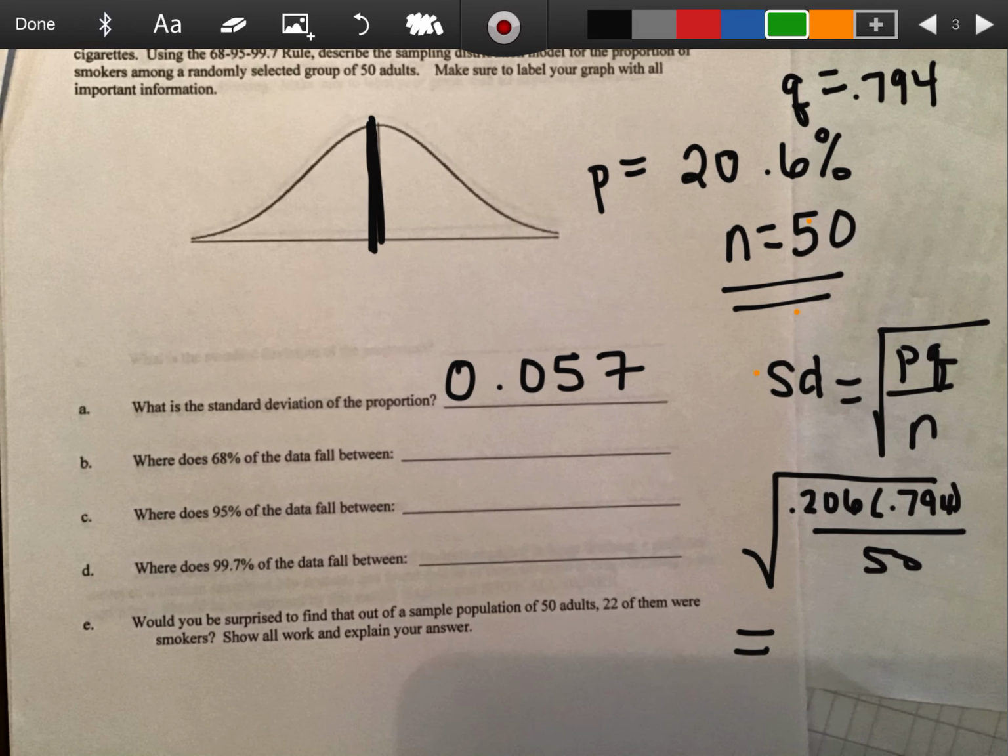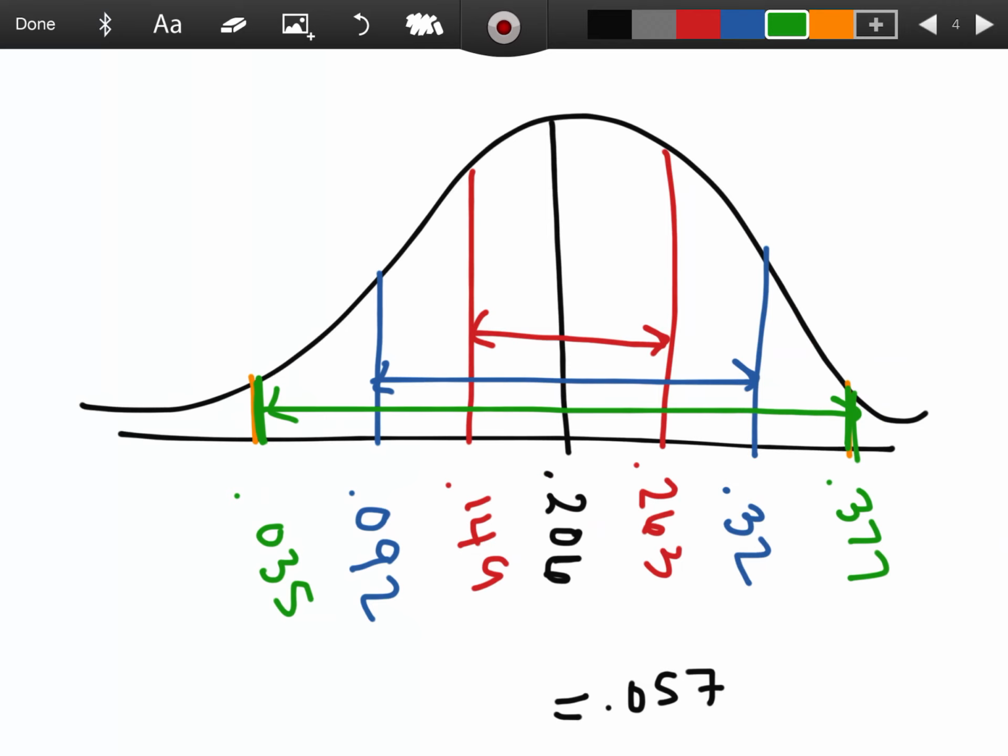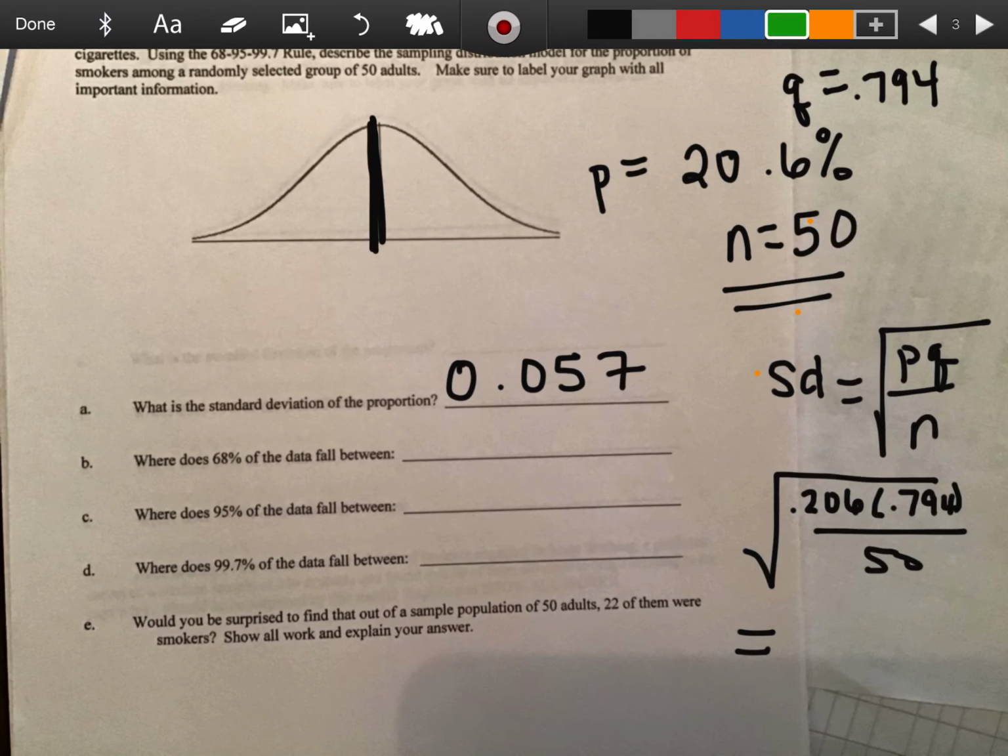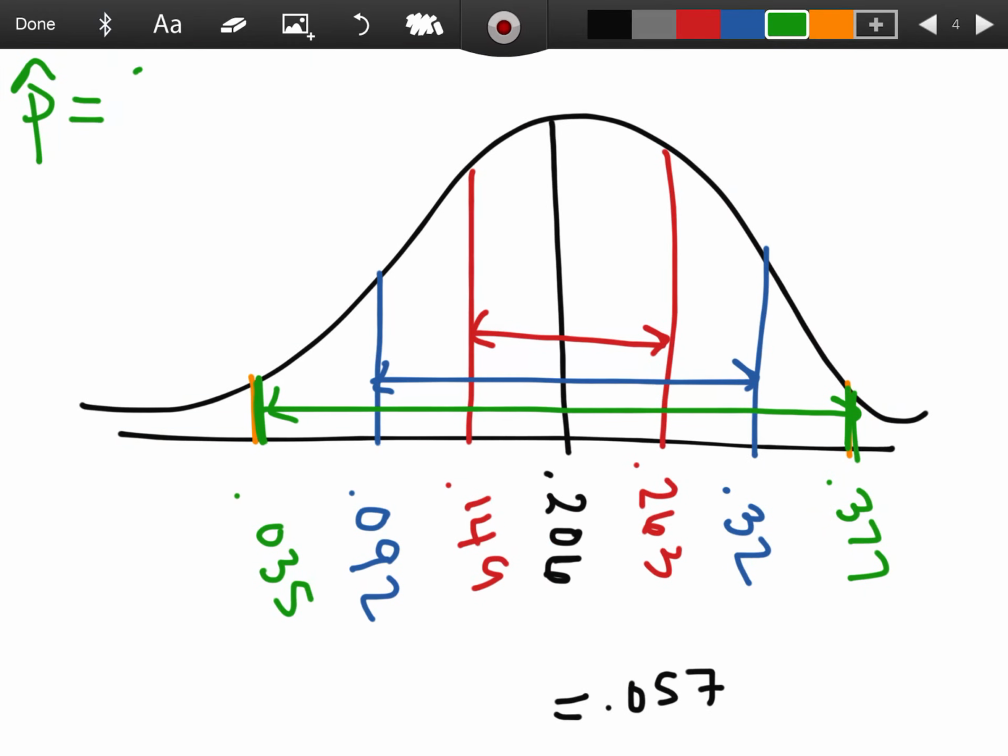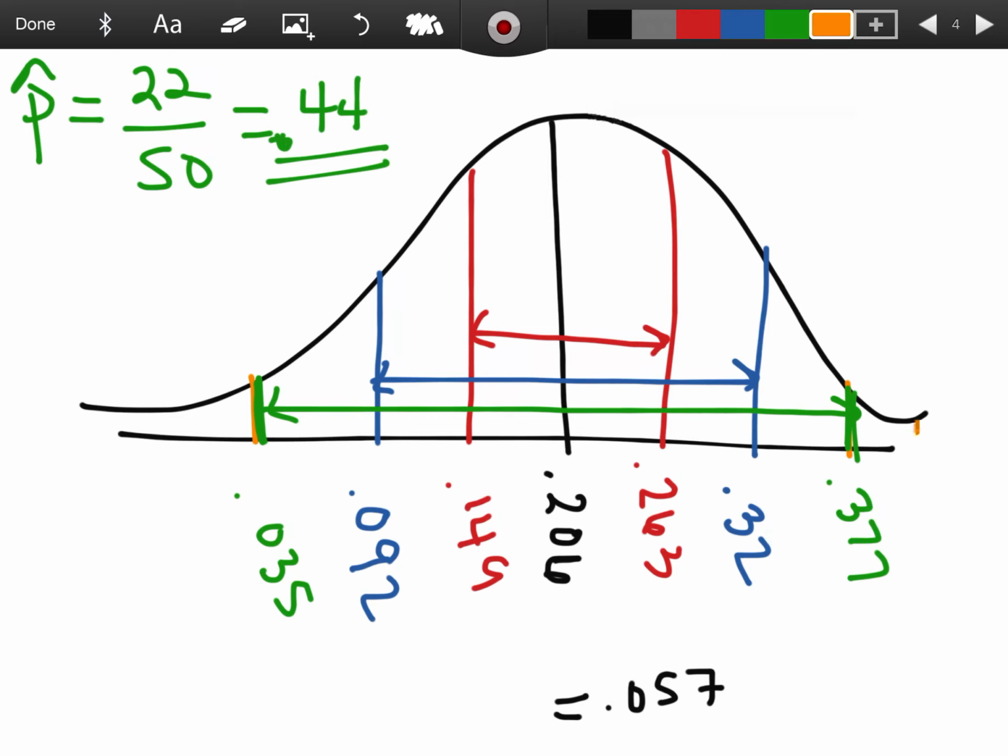I'm going to go back to ask my question. Would you be surprised to find out that in a sample of 50 adults, 22 of them were smokers? So we're going to take that number to find our p-hat, which again was 22 out of 50, which is 44%. So hopefully, if you guys are understanding the data right now, you're going to know the answer. Are you going to be surprised? So 44%, where does that fall on our normal curve? Boy, that falls way over here where we can't even see it, doesn't it? So I guess I'd be really surprised.